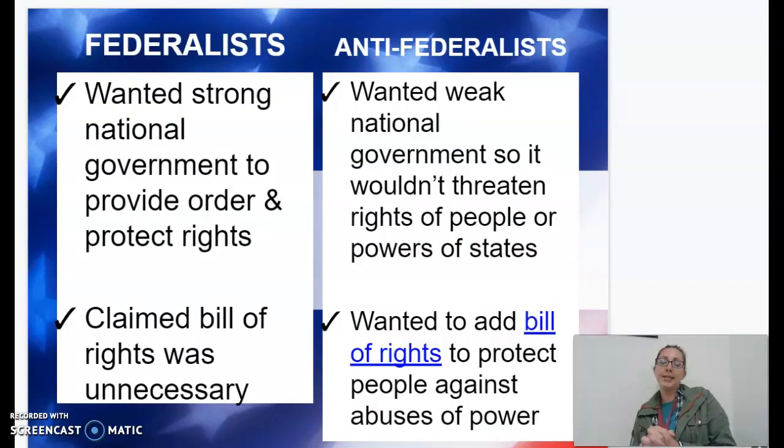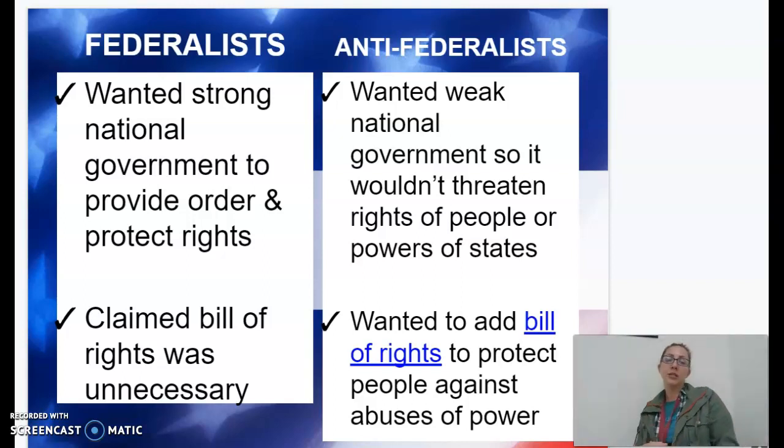So what we see at the Constitutional Convention is a lot of compromise and a lot of arguments. Federalists, such as Alexander Hamilton, want a very strong national government which will provide order and protect the rights of the citizens. When they start to discuss whether or not they need a Bill of Rights to ensure the freedoms of Americans, they argued that the bill was unnecessary because if a power wasn't given in the Constitution, it didn't exist, and thus you didn't need it.